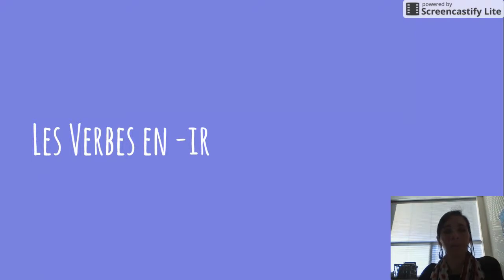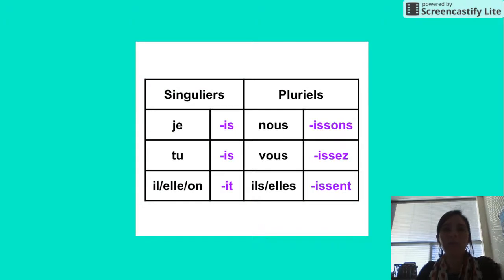And we're going to do the same process for IR verbs and RE verbs, but there are different endings that we're going to add. So if we have les verbes en IR, you'll see these are our endings. When you have an IR verb, like for example the verb finir, which means to finish, you'll drop that IR ending and then add the appropriate ending according to your subject. So if it's je, it's IS. Tu, IS, il, elle, on, IT, nous, ISSONS, vous, ISSEZ, and ils, elles, ISSENT.